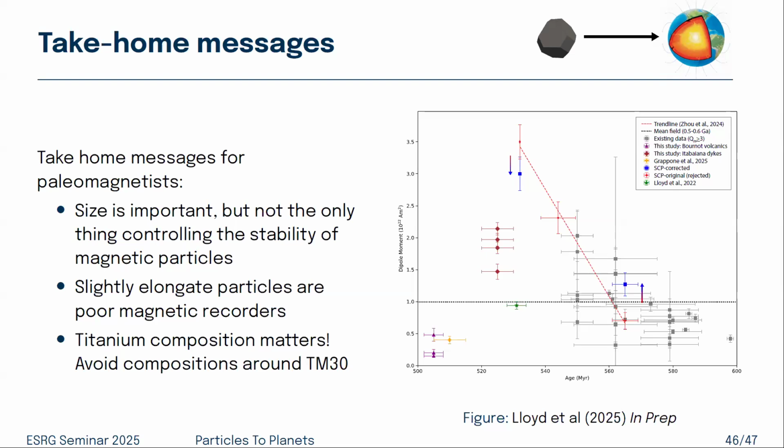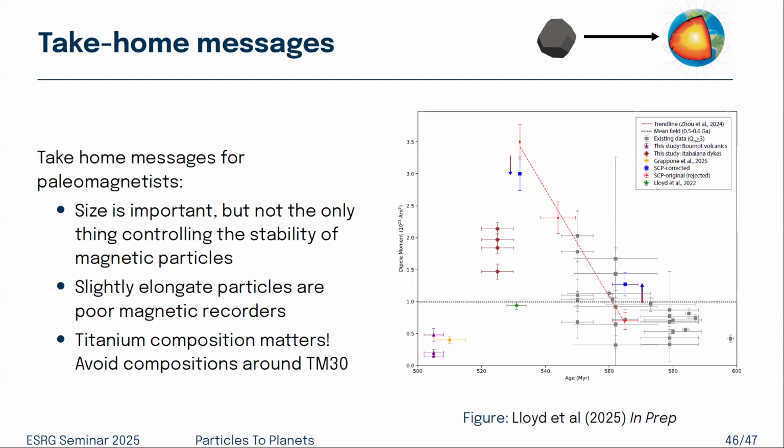Now what I'm saying is that actually you need to think about doing microscopy and maybe some magnetic measurements that tell you what the composition of your particles are, because we know that slightly elongate particles are really poor magnetic recorders, and we know that the titanium composition of particles really matters, and that you want to avoid things that are around TM 30 to 40.